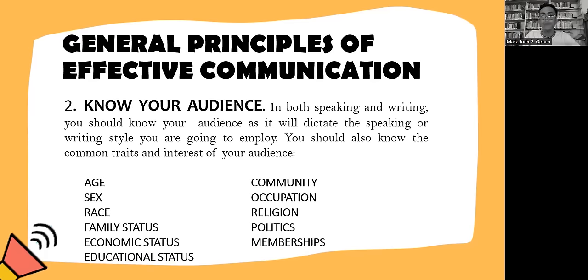The second principle is to know your audience. In both speaking and writing, you should know your audience, as it will dictate the speaking or writing style you are going to employ. You should know the common traits and interests of your audience: their age, sex, race, family status, economic status, educational status, community, occupation, religion, politics, and membership. If you are being strategic, you should know something about your audience because you should have picked who you are communicating with based on your goals.